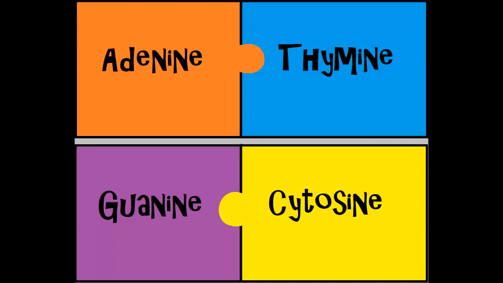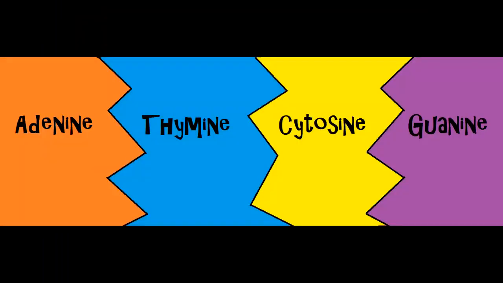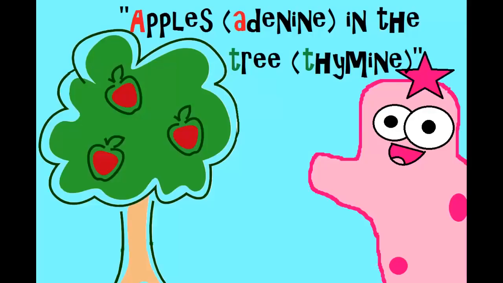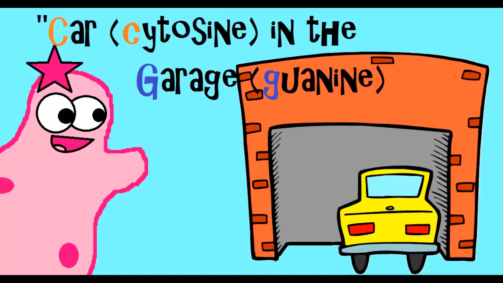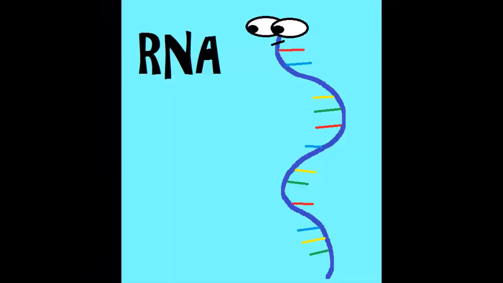So the bases are adenine, thymine, cytosine, and guanine. And they go together like this. If we remember the little mnemonic device, apples in the tree, that helps you remember A goes with T, and car in the garage, so C goes with G. Also, DNA is found in the nucleus. So those are all things about DNA.